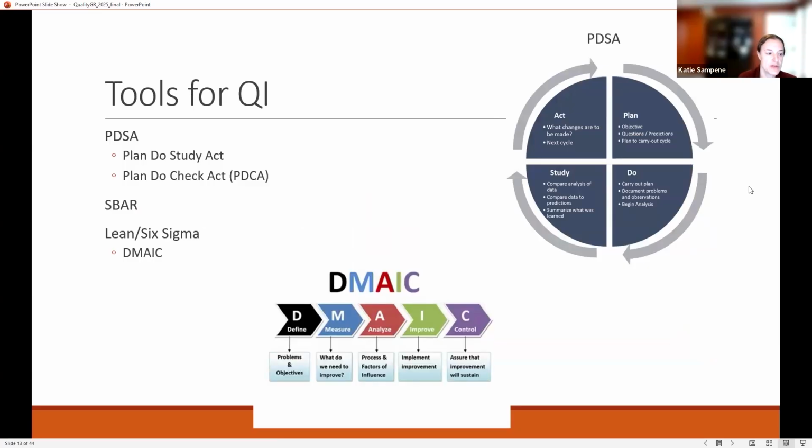One tool that we will commonly use are things like PDSA cycles, but there are many other tools that could be employed. SBAR, and then from industry, they tend to oftentimes use the Lean, Six Sigma, and the DMAIC model. So in the diagram on the top right, you'll see PDSA. P stands for plan. So you're going to come up with whatever it is that you want to do to hopefully improve things in your setting. And then you're going to do something.